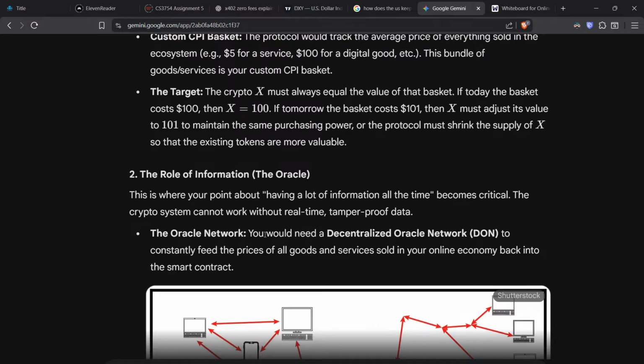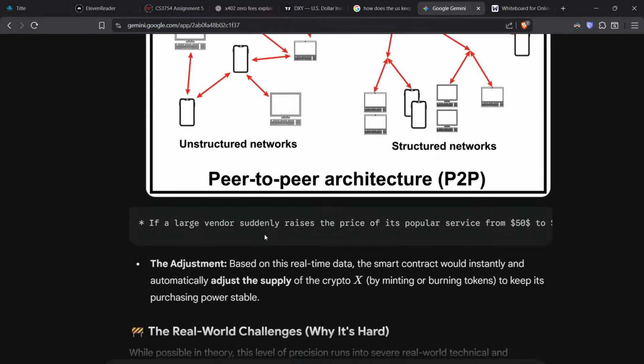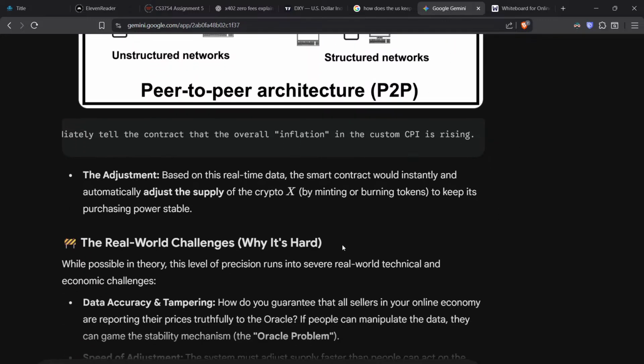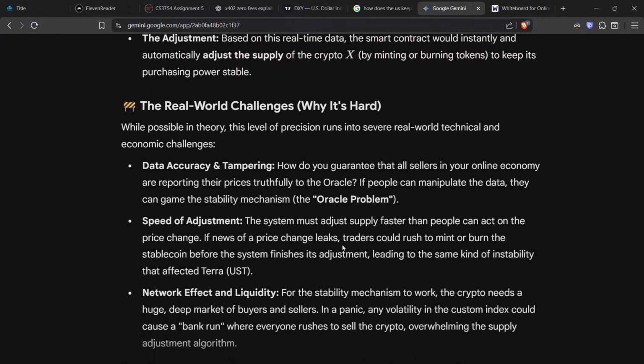We need a decentralized oracle network to constantly feed the prices of all goods and services sold in your online economy back into a smart contract. If a large vendor raises the price of its popular service from 50 to 60, the oracle must immediately tell the contract that the overall inflation in the custom CPI is rising. Based on this real-time data, a smart contract would instantly and automatically adjust the supply to keep its purchasing power stable.